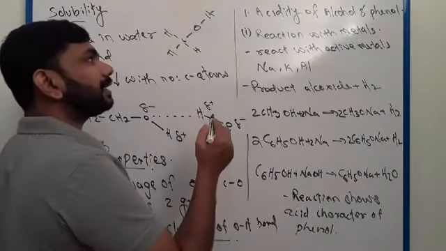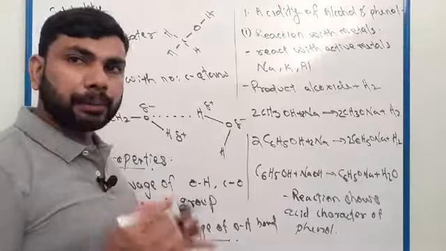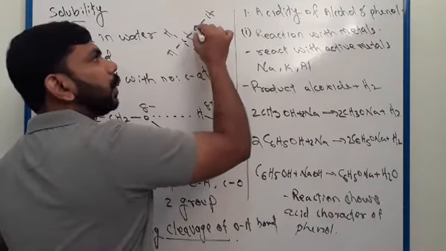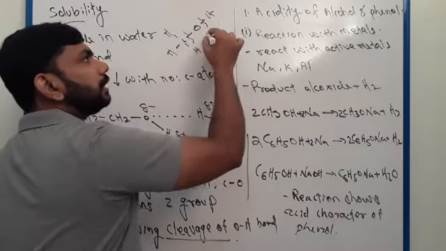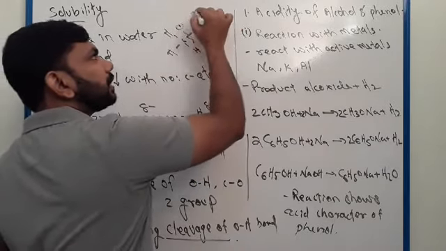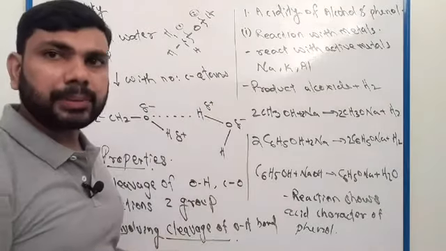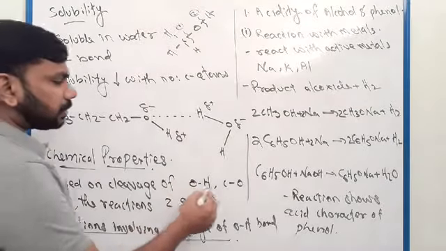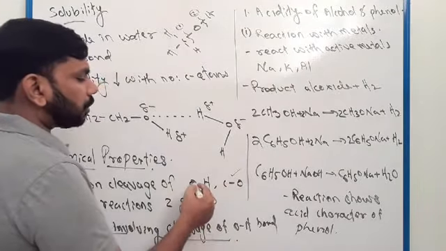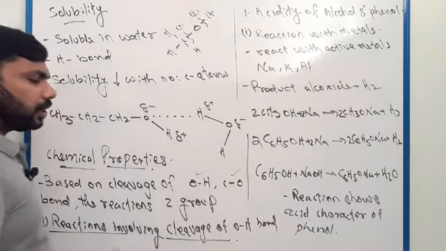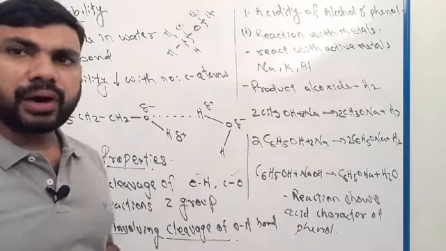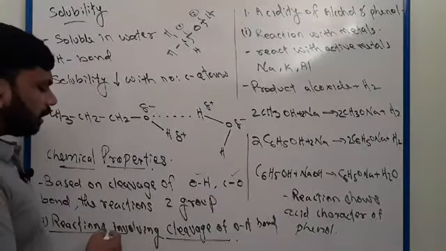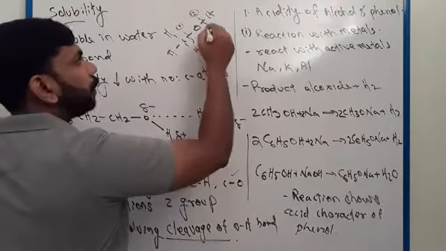Depends on the bond cleavage, the bond breaking. Look here: carbon oxygen bond breaking, oxygen hydrogen bond breaking. Depending on this, there are 2 categories of chemical reactions of alcohol. So based on the carbon oxygen bond breaking or oxygen hydrogen bond breaking, chemical reactions of alcohol are divided into 2 categories. First one we have to discuss here is reactions involving OH bond breaking.